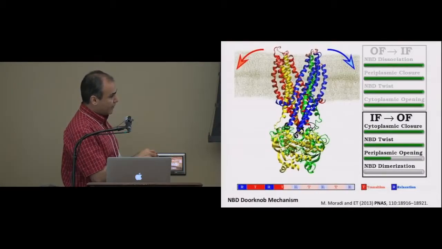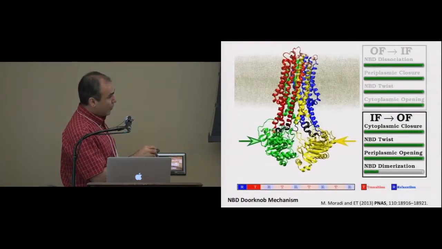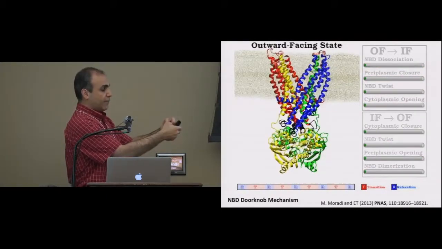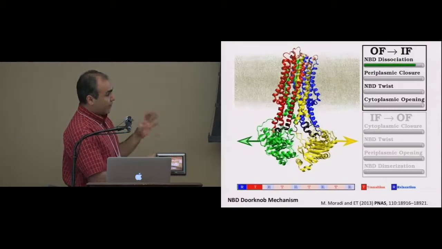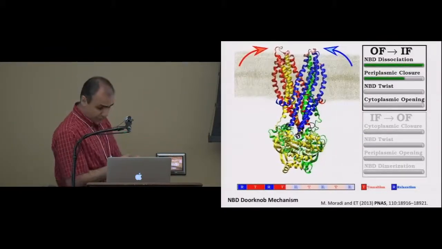For this particular case, for example, we came up with the concept of the doorknob mechanism. These two parts, yellow and green, are very difficult to separate unless you twist them with respect to each other, like a doorknob before you open it. And that comes out very nicely from our work value, but also from our free energy calculations.